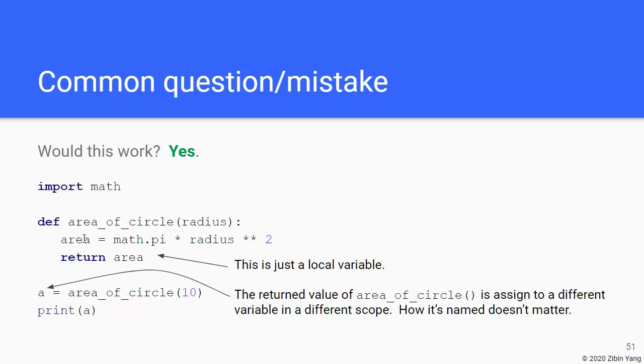Because the area was just a local variable. However, it is returned to where the function is called, and so the value of area is now assigned to a variable named A, and A has the value of whatever this function returns, and that is passed on to the print function. So that would work.